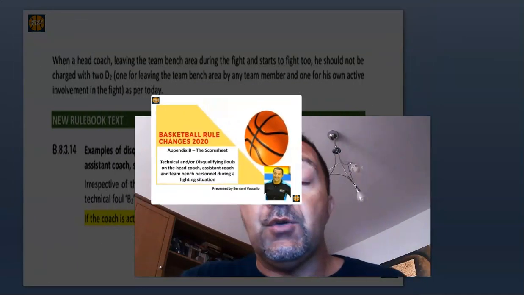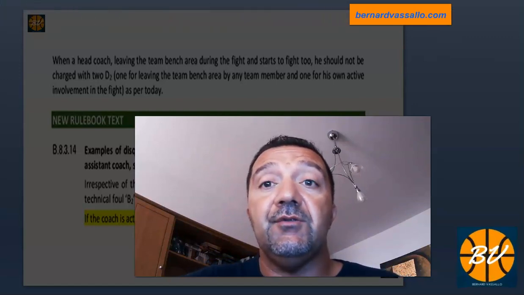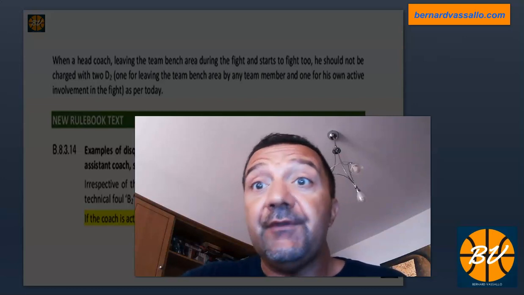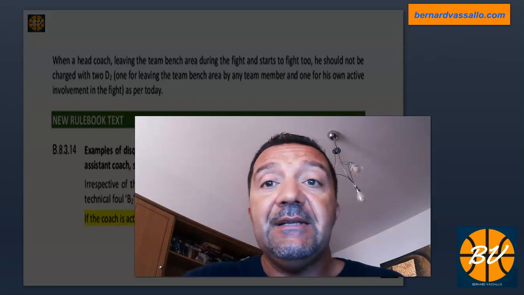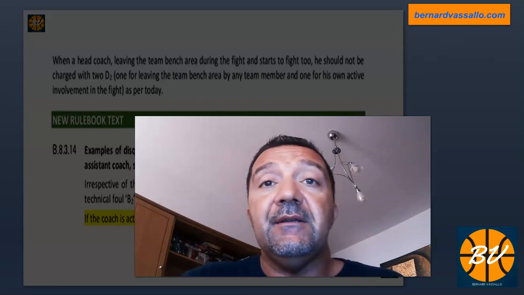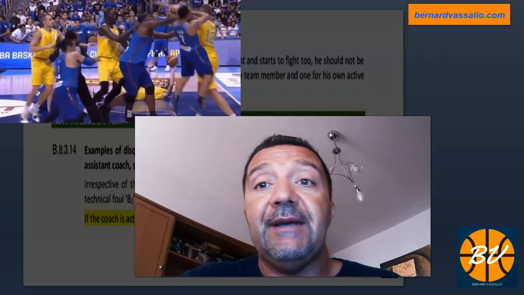Another rule change in the 2020 basketball rule changes involves the score sheet, and to be exact, this change adds new text to clarify how a coach is penalized if he leaves the team bench area, and also when he is actively involved in the fight.